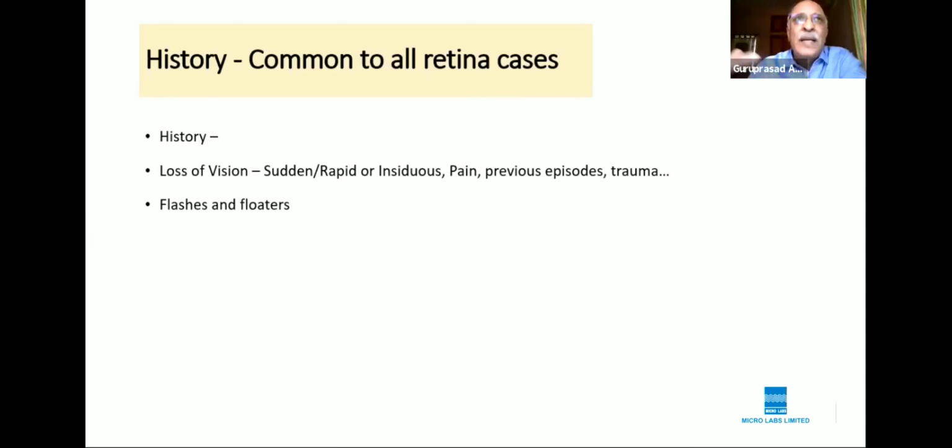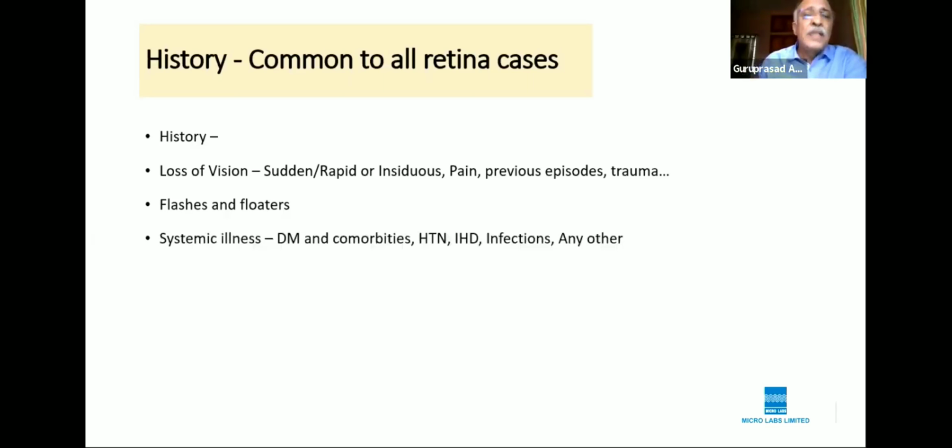Flashes are basically due to the traction, even due to the saccadic movements of the eye, and floaters are because of the small bleeds, micro bleeds that occur when the vitreous pulls off these small capillaries, which are sometimes weak, or it could be from a small tear or a hole in the peripheral retina because of the vitreoretinal attachments again. So flashes and floaters are important to ask for.